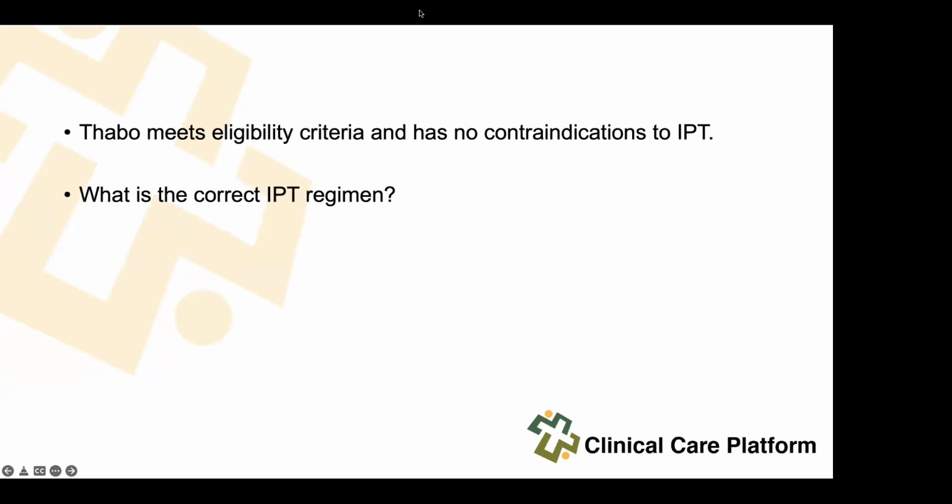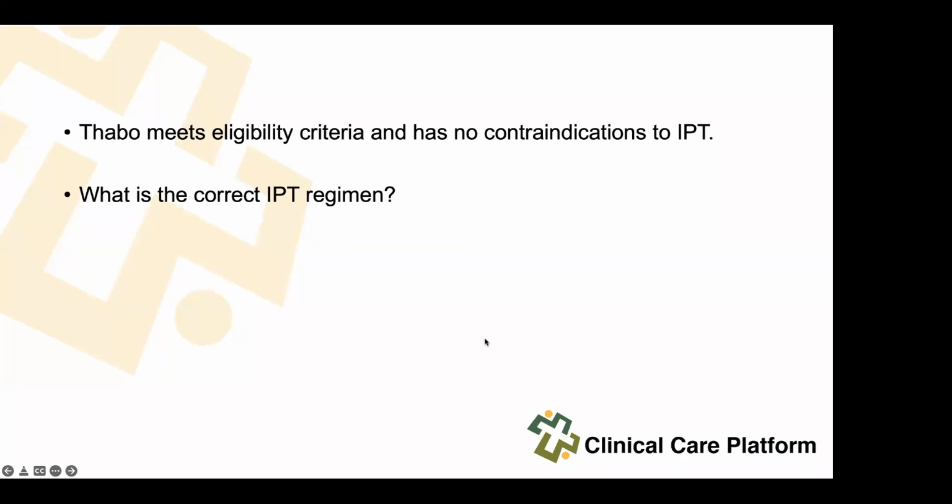And then lastly, now that you have assessed the contraindications and Thabo qualifies for IPT, which of the following would be a correct regimen for a 25-year-old male patient? You can only choose one. All right. 5 more seconds. Yeah, all right. 2 more seconds.